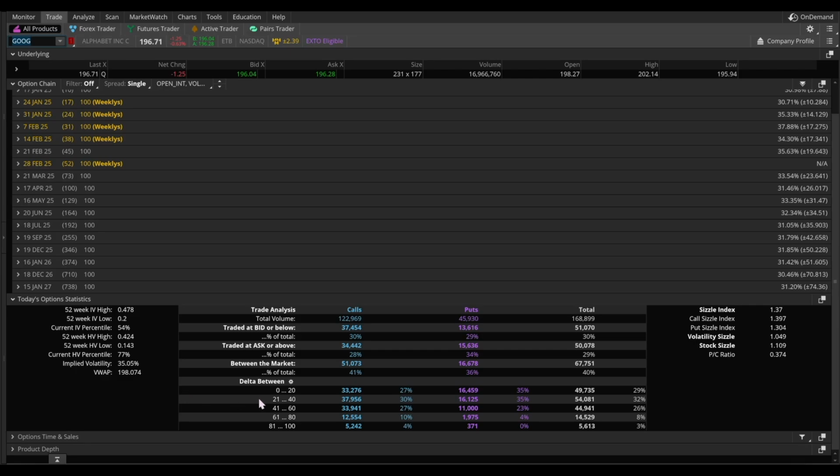Okay, so now we're going to take a look at this middle column here, and of course it's going to tell us the trade analysis at the top. They have this color coded for calls and for puts, and then they also give us a sum total right here on the right side as well.